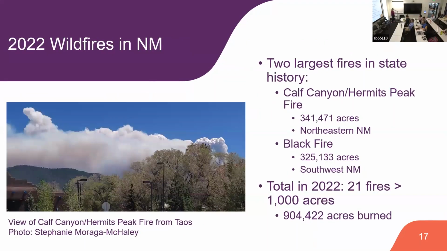So the HAQAST collaboration came about after the 2022 wildfire season, which was a historic year for New Mexico. We had our two largest fires in state history, each burning over 300,000 acres. The Calf Canyon Hermit's Peak fire was in the northeast part of the state, and then the Black fire was in the southwest part of the state. In total in '22, there were 21 fires that burned over 1,000 acres, with over 900,000 acres burned around the state. And this picture is from the Calf Canyon Hermit's Peak smoke that you could see from Taos.